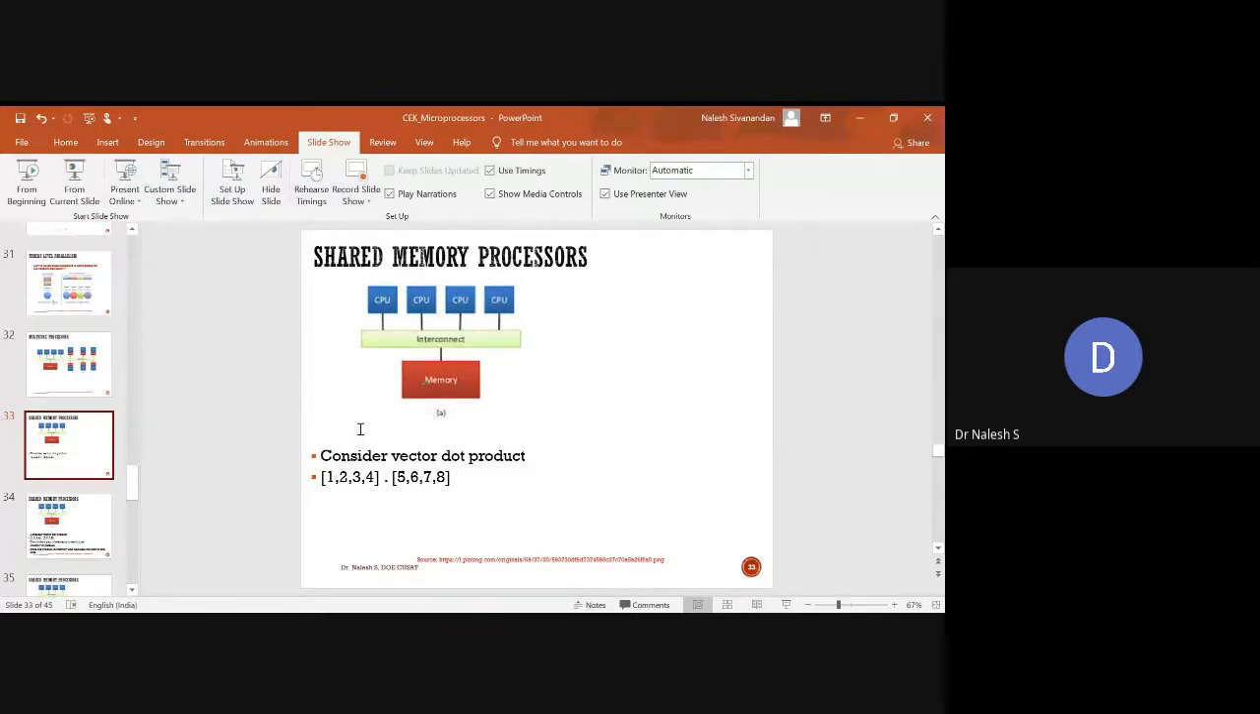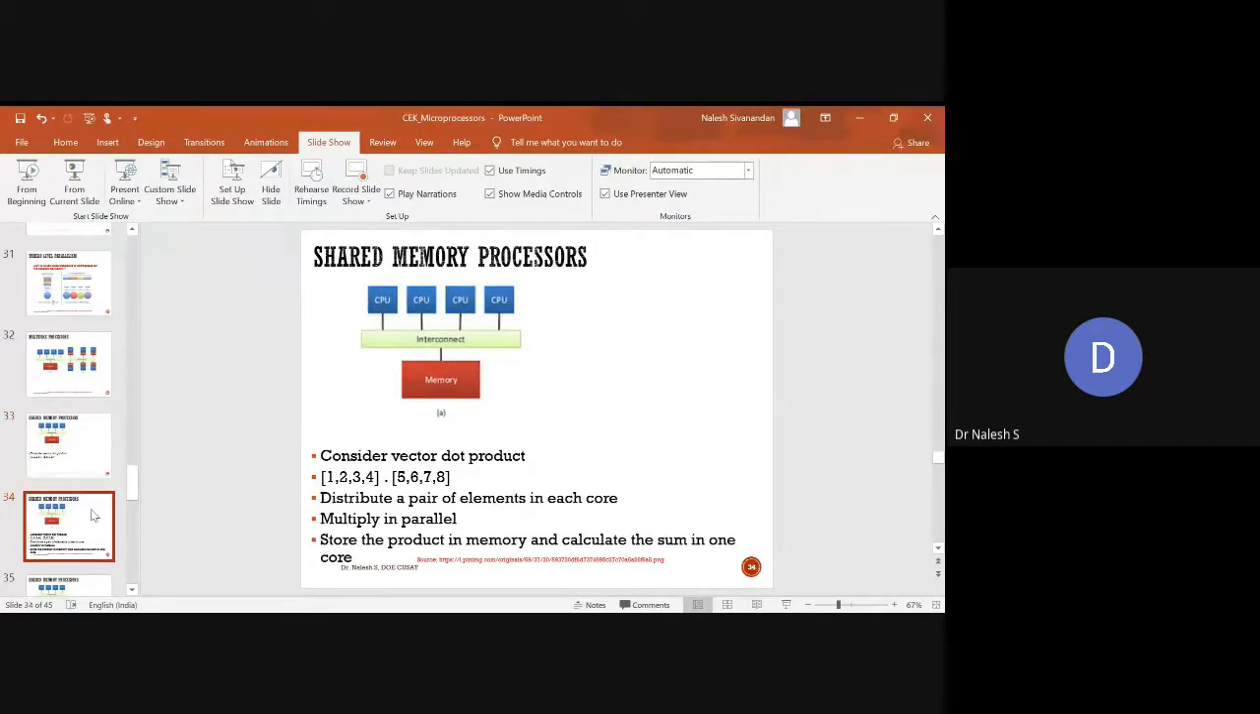Okay, so earlier, if there was only one CPU, that CPU had to do this sequentially. Read 1, read 5, multiply. Read 2, read 6, multiply. Read 3, read 7, multiply. Read 4, read 8, multiply. Then add. All the operations had to be done by a single CPU. Now, 4 CPUs are sharing this. So you distribute the pair of elements to each core, multiply in parallel, store the product in memory, and calculate the sum in one core. This is how you can utilize multiple cores.